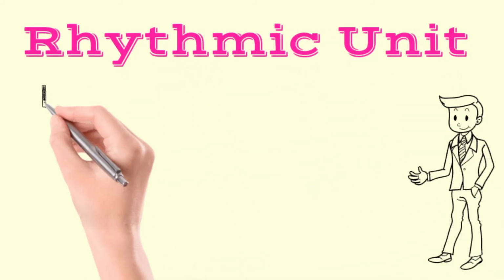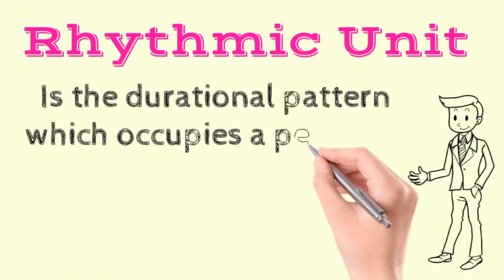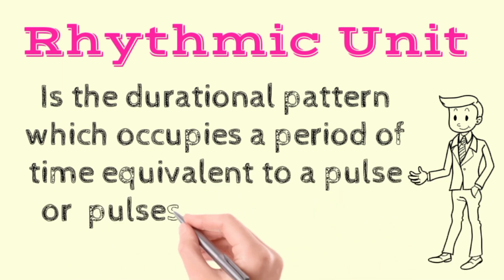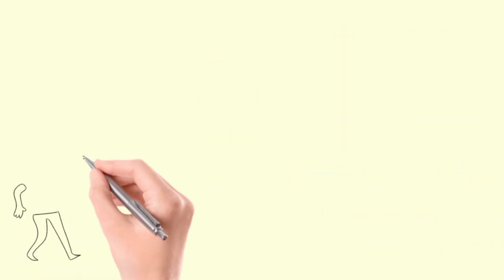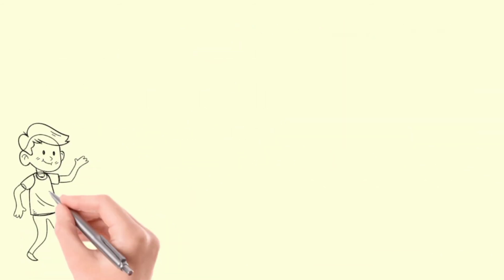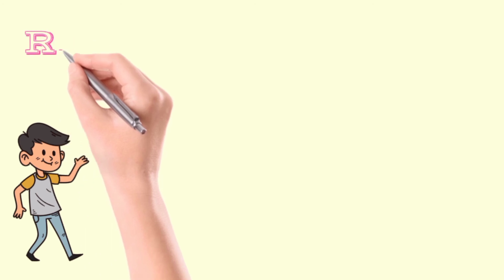Then, rhythmic unit. Rhythmic unit is a durational pattern which occupies a period of time equivalent to a pulse or pulses on an underlying metric level. Parang ito yung hangganan or how long the rhythm can last. Yung tinutukoy ng rhythmic unit.